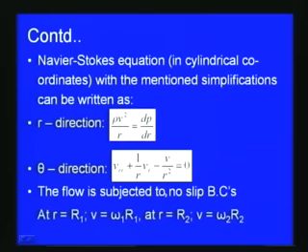The flow is subject to no-slip boundary conditions. So, we can write that at r = r1, v = ω1 r1, and at r = r2, v = ω2 r2. These are the boundary conditions for this problem, and the governing Navier-Stokes equations are simplified in this form.